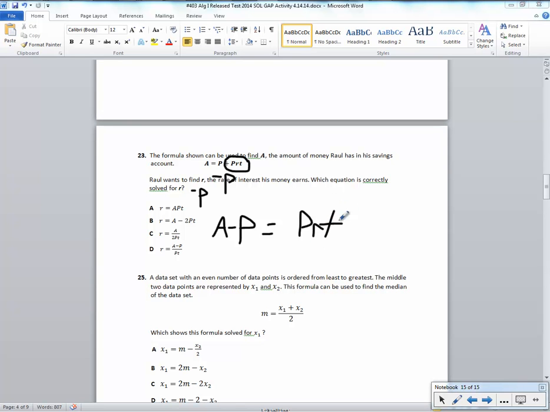Circle the variable, take care of the hater. You might want to reorder this as RPT. And then you would circle the variable, take care of the hater, and you get the answer. This is just a formula.